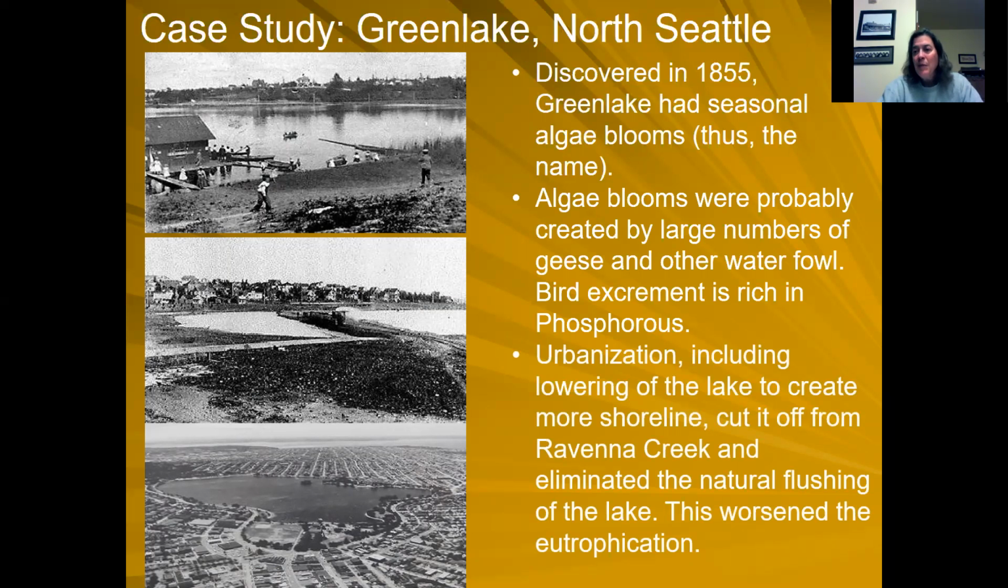So the other thing that happened with Green Lake is that it was highly engineered. So as Seattle, the city, started growing, they lowered the lake level to have more shoreline. They also built all around it, and they cut off the flow from Ravenna Creek into Green Lake. So they made it basically stagnant water that was no longer mixing and getting flushed out. So this actually made the eutrophication worse.